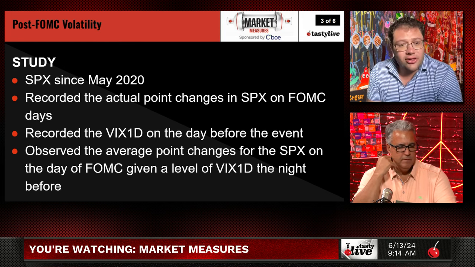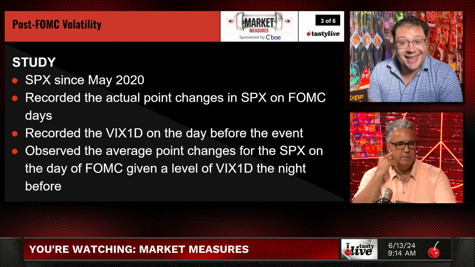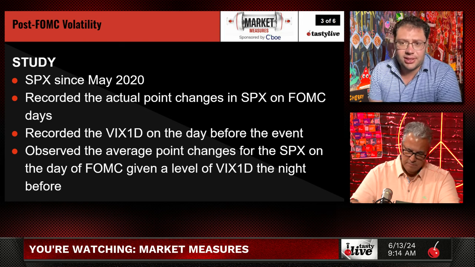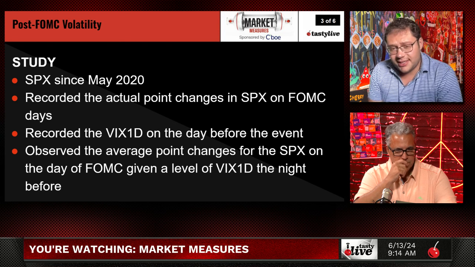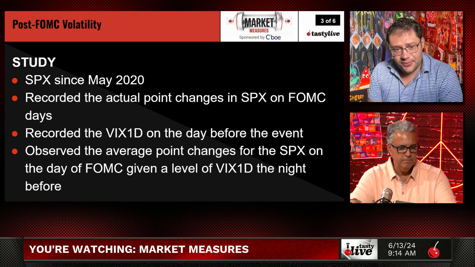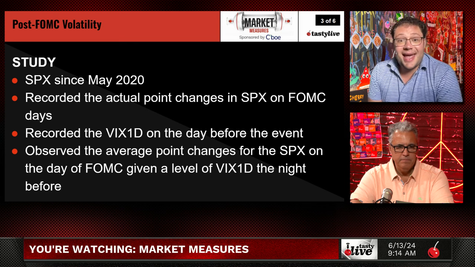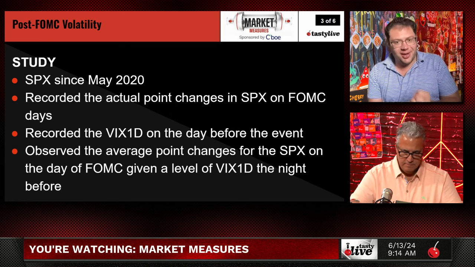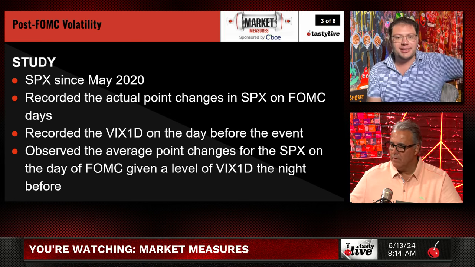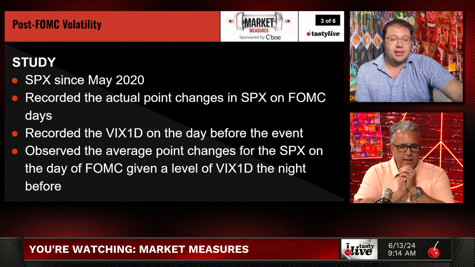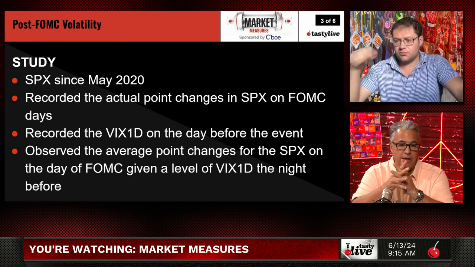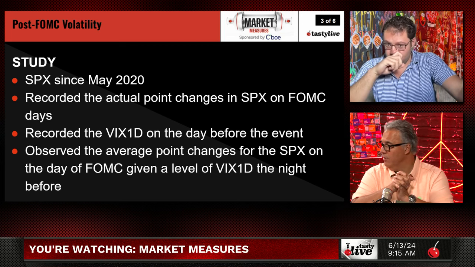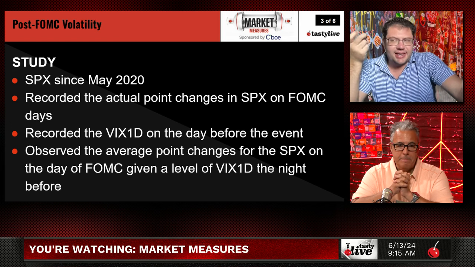What are the average point changes for the SPX given a level of VIX 1D the night before? If we know the FOMC is on Wednesday, can we look at the VIX 1D, the 1 day volatility, on Tuesday night to gauge the expectation for tomorrow, and what has the actual move been at a certain level? I will say yesterday's VIX 1 day was elevated with the two numbers coming out yesterday, and today it's down considerably from 11 to 9. Yeah, you're going to expect that.